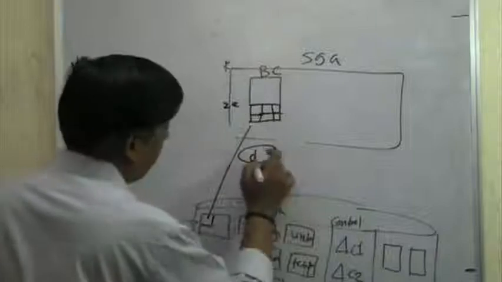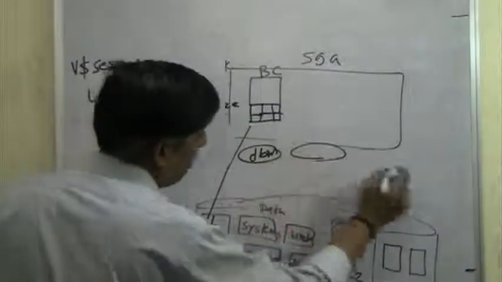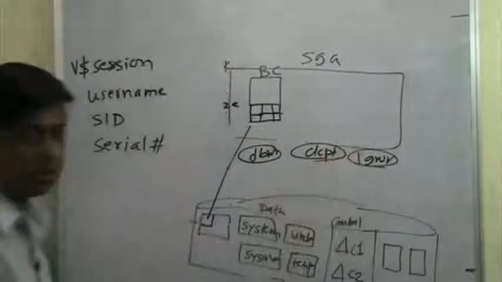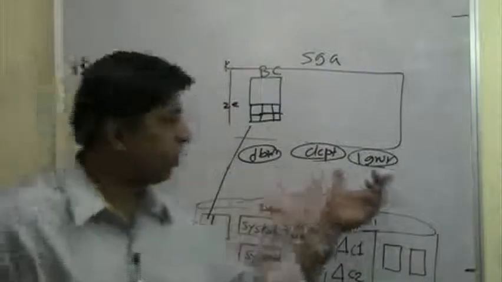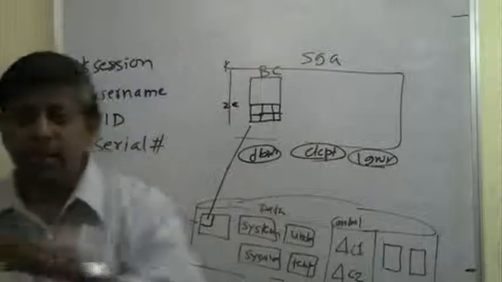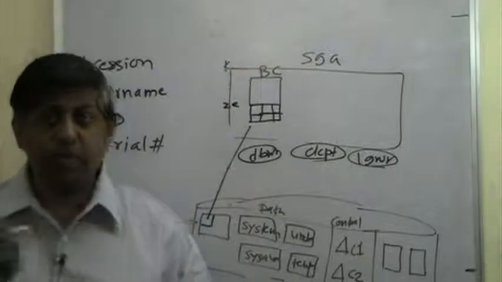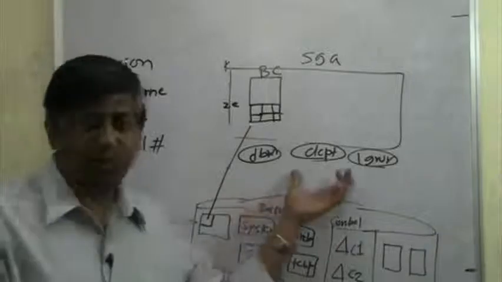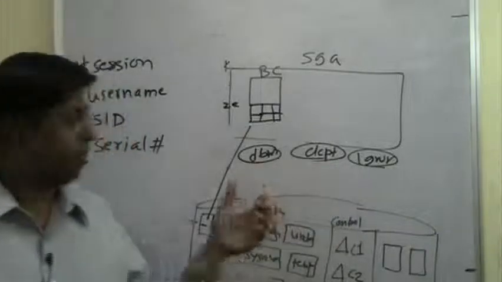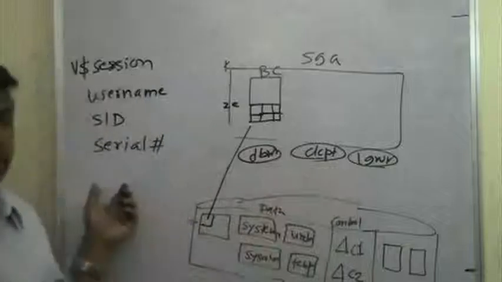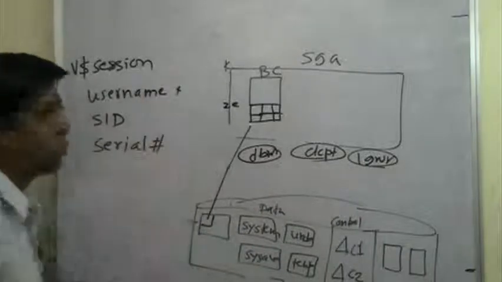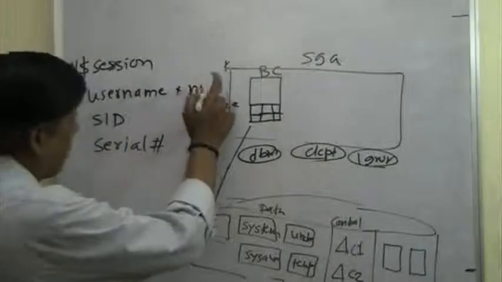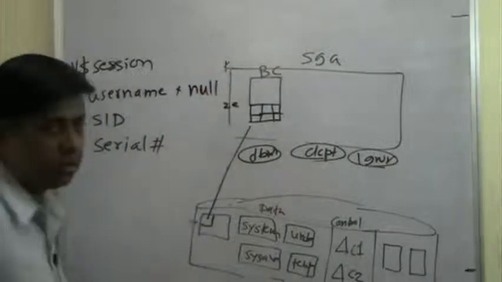Let us say DBWR is a process running in the background. LGWR is another process. CKPT. All these different processes which are running in the background. For each of those processes, there will be one row in V$SESSION. So even if nobody is connected, there will be rows for those 15 processes, of which we know only 5 are mandatory. The username for those processes would be NULL. So that means nobody is logged in. Those are just the connections for the background processes.